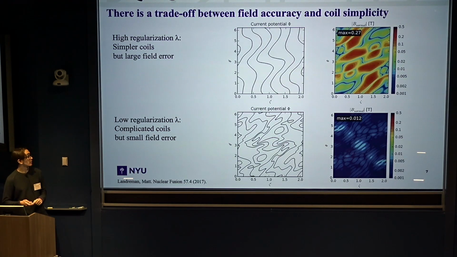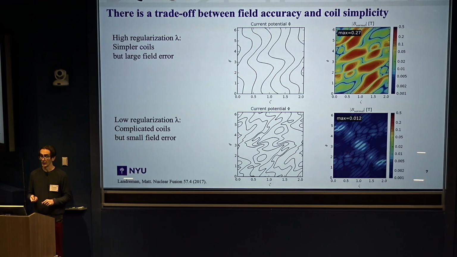Okay, and just to visualize this trade-off in regularization, if you do a high amount of regularization, you're going to get simple-looking contours of the current potential, but you're going to get large B·n errors on the plasma surface. And vice versa, if you want really high accuracy on the plasma surface, you're going to get much more complicated current potential contours, and the coils you get out of this are going to look much more complicated.